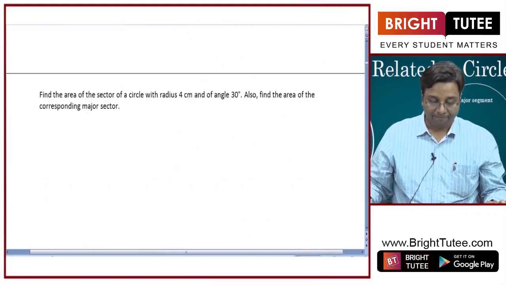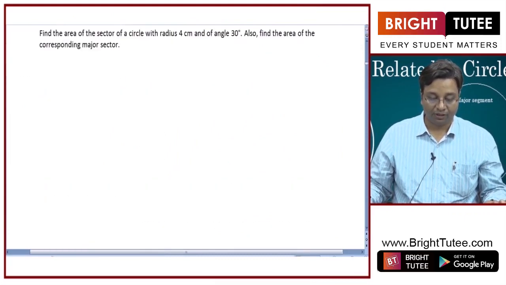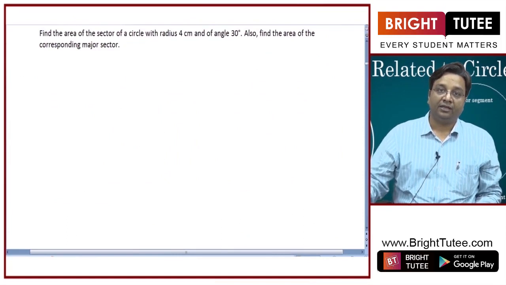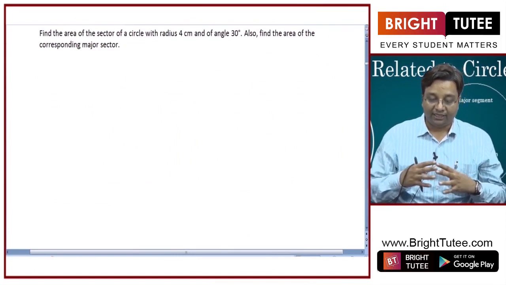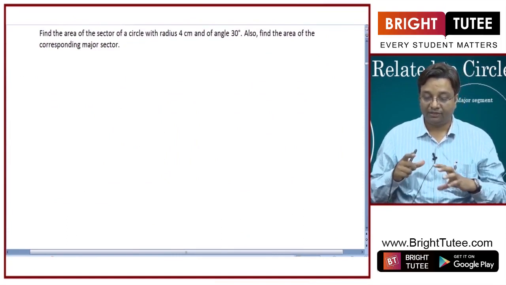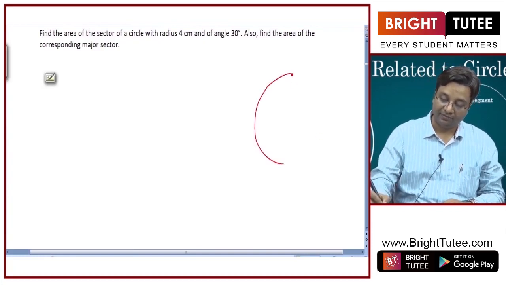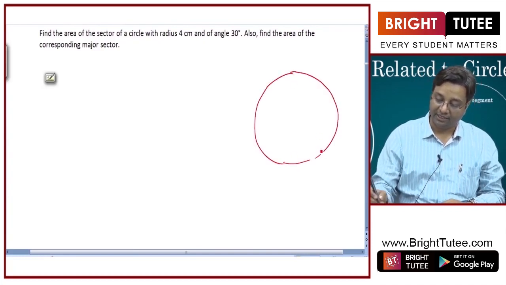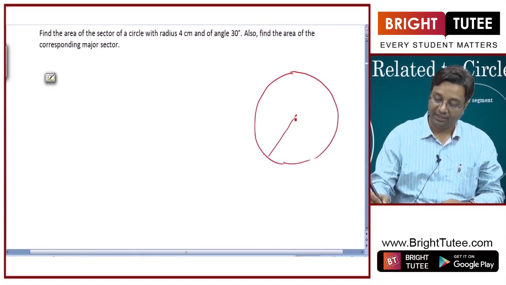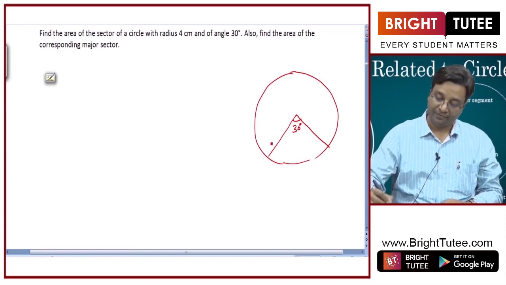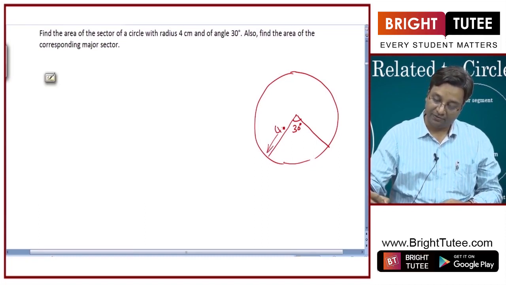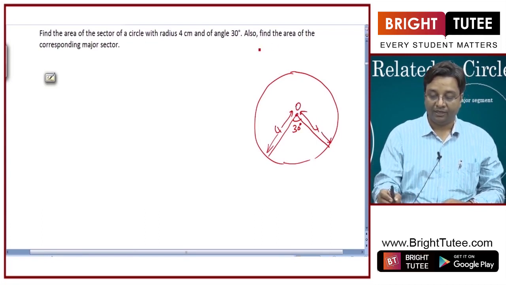Okay, so let's move to some of the examples here. Find the area of a sector of a circle with radius 4 centimeter and an angle of 30 degrees. So what is this angle? The angle of this sector is the angle subtended at the center. This is the angle the question is talking about, and this is my radius, which is 4 centimeter. So this is also 4 centimeter.